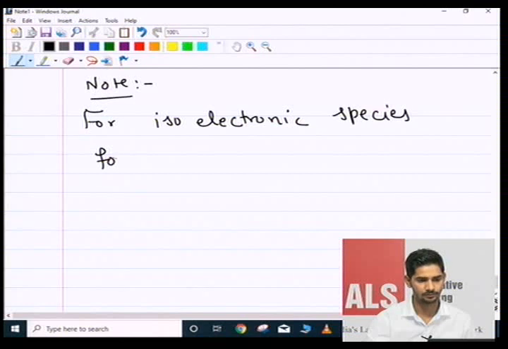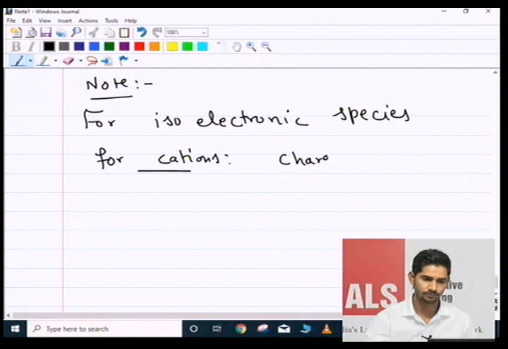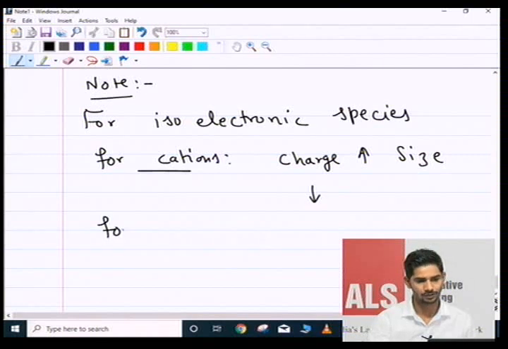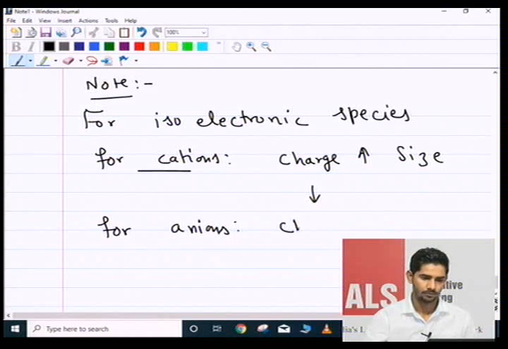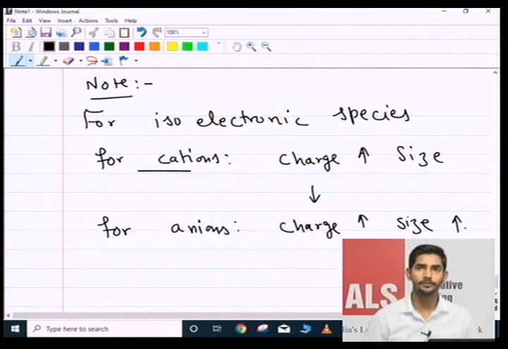For cations, as charge increases, size decreases. For anions, as charge increases, size also increases. Please copy this one. We will use it. Copy this one.